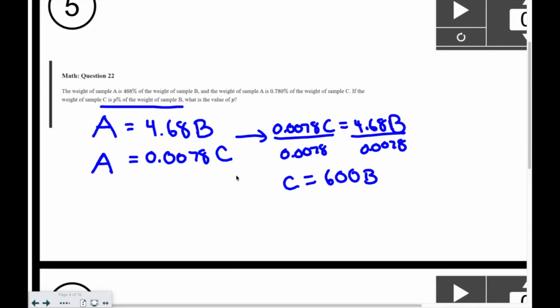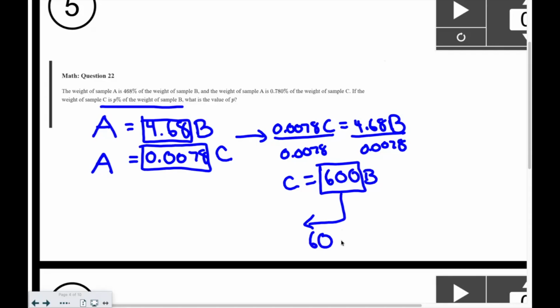This is where we have to be careful, because I would guess that a common wrong answer here would be 600, since it says C is a certain percentage of B. Now we got to remember that the numbers we put in front here were in decimal form, which means they were from percentage divided by 100 to get to them. This is actually in decimal form. So to figure out the percentage, we have to multiply that by 100. So we actually get 60,000%. So C is 60,000% of B, which seems kind of ridiculous, but it's the answer.